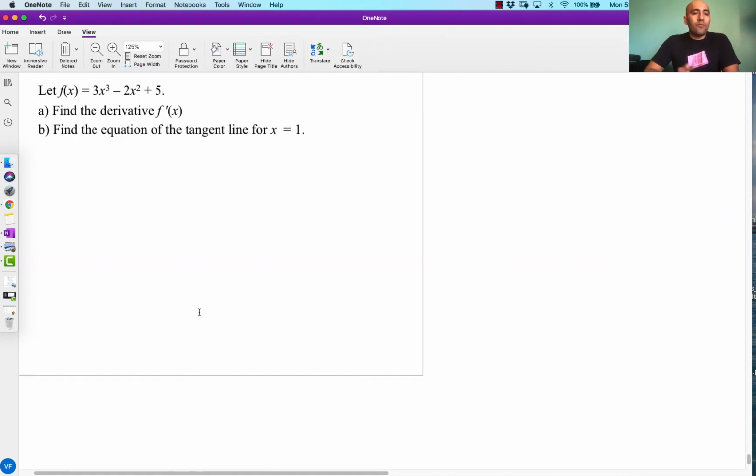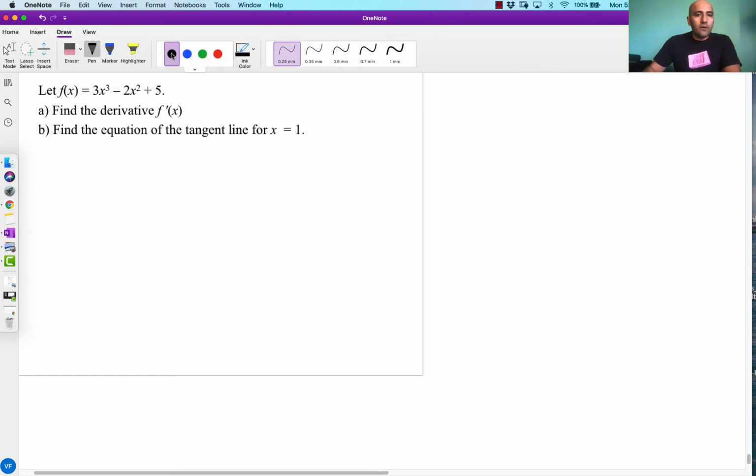Okay, one last example. Let f of x equal 3x to the third power minus 2x squared plus 5. Find the derivative function, f prime of x. And then part B, find the equation of the tangent line for x equals 1. Okay, so part A is going to be pretty easy, hopefully, at this point. F prime of x is equal to the derivative of this thing, so d/dx of 3x cubed minus 2x squared plus 5.